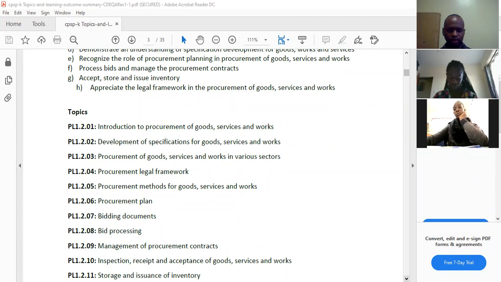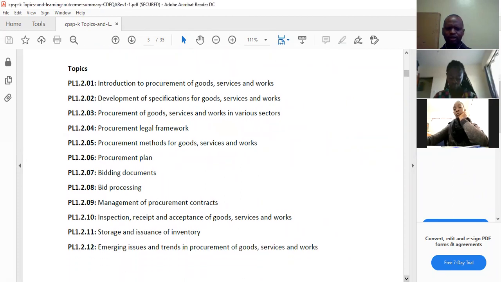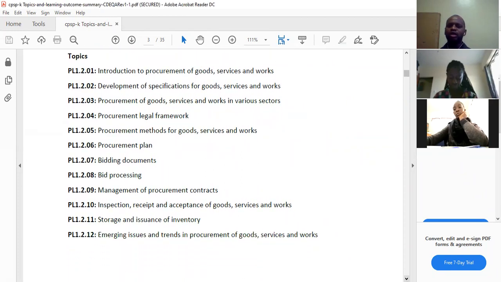The other important thing that we'll talk about is the inspection, receipts, and acceptance of goods, services, or works. After contract award, the supplier is going to deliver goods to your organization. And the inspection and acceptance committee must be able to verify, inspect, and receive the goods. And after inspecting the goods, they must be able to accept the goods. So it is very important to talk about this topic in this unit.